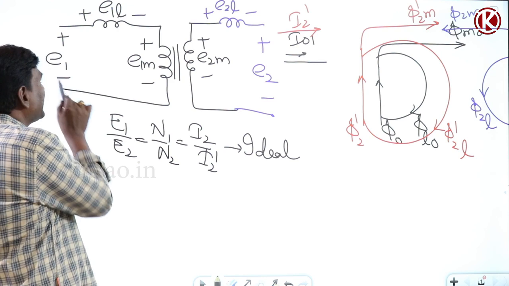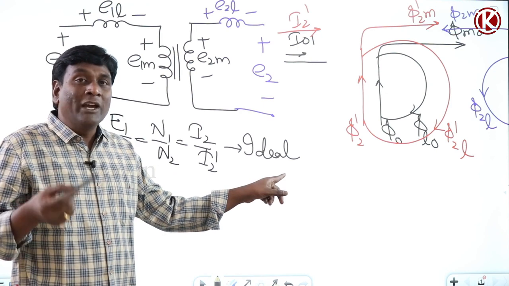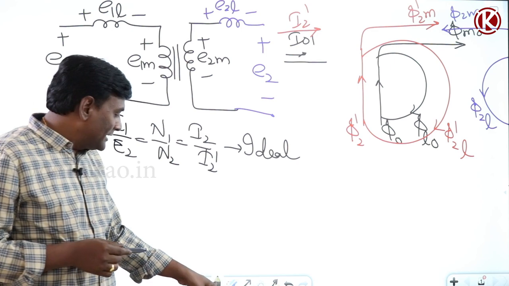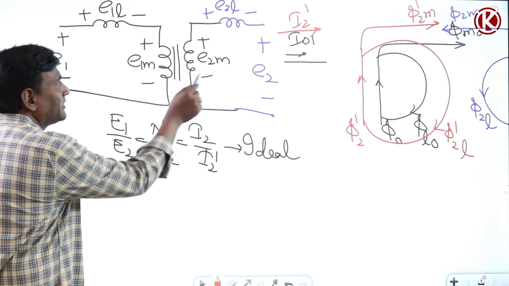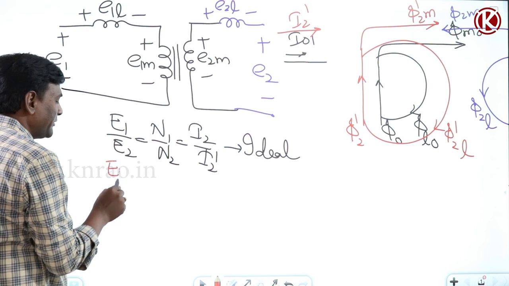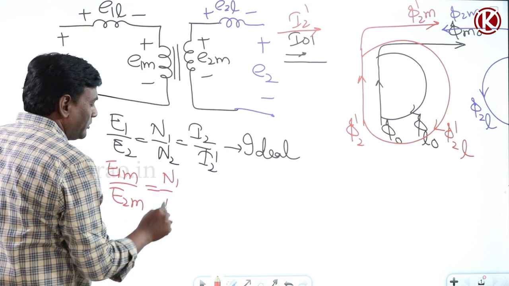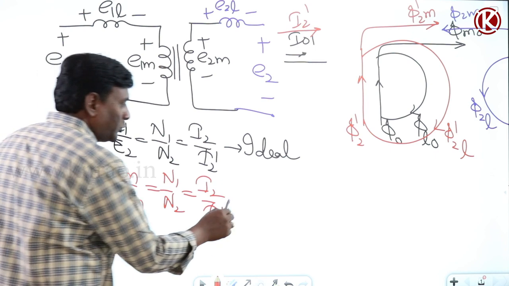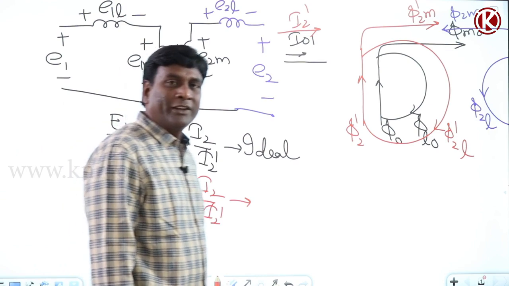But now, can I apply the same equation between E1 and E2? No, because in deriving this equation, we have clearly taken that leakage is not considered. If you want to consider leakage, your equation should be changed. Between E1M and E2M only, leakage is not there. So the equation should be changed to E1M by E2M equal to N1 by N2 equal to I2 by I2 dash, which we have to use under practical conditions. So there are two ways of analyzing the things.